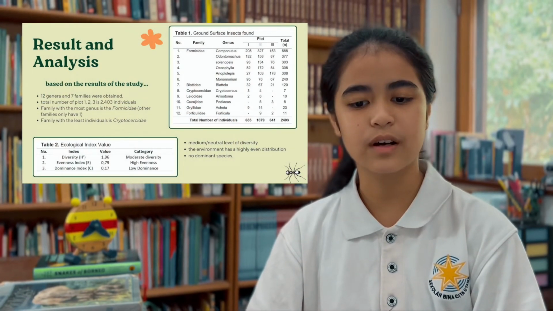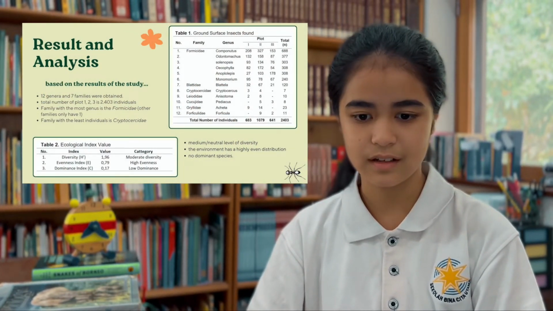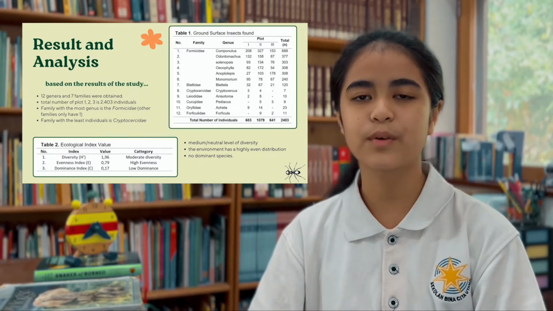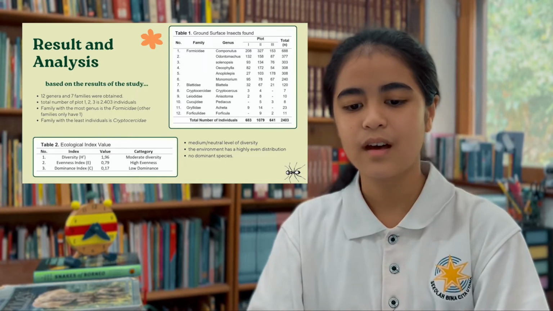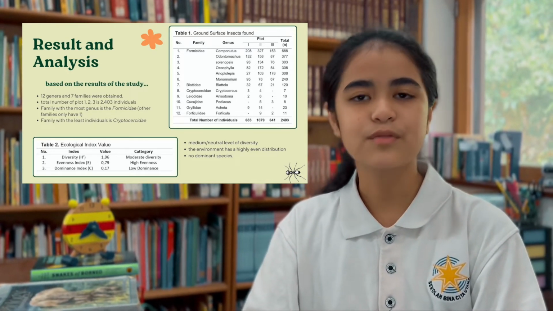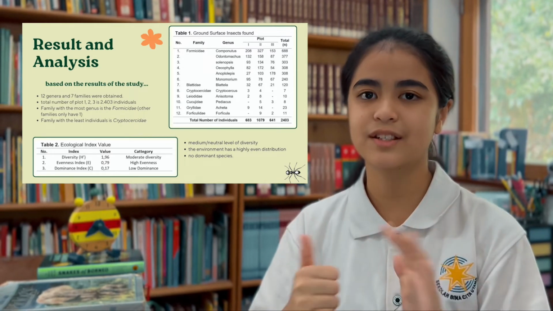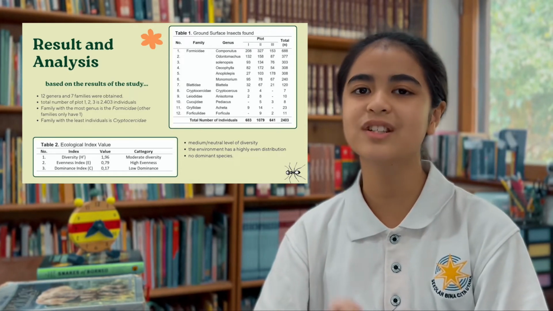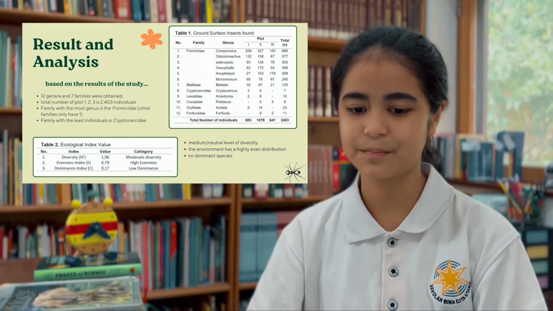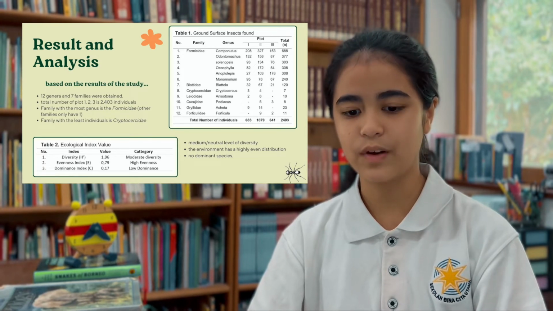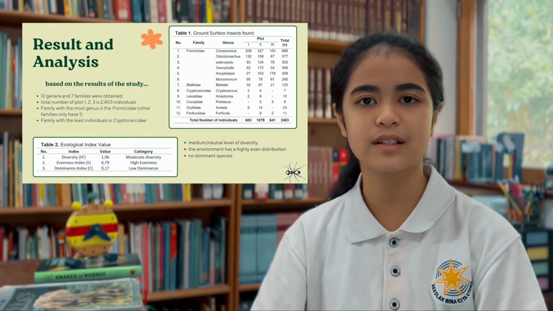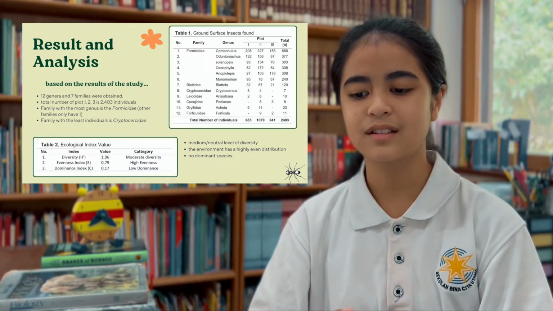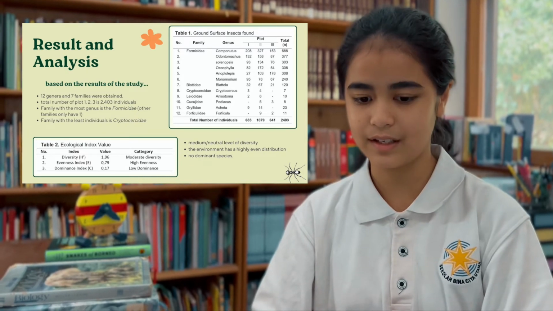So, 12 genera from 7 families were obtained. A total number of 2,403 individuals were caught from plot 1, 2, and 3. Family with the most genus is Formicidae, with a total of 6 genera. Family with the least individuals is Cryptocercidae, with only 1 genus and 7 individuals obtained. The ecological index value shows the value of index diversity 1.96. This means that the environment is in a medium or neutral level of diversity.